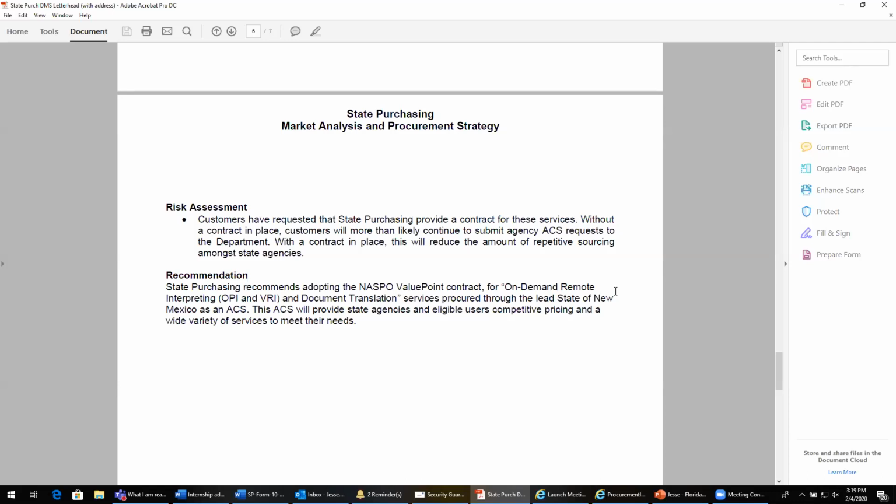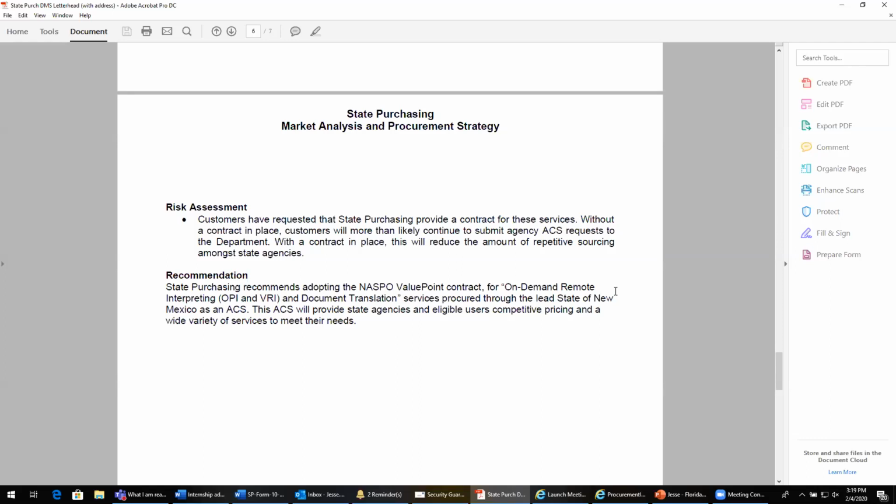And then, of course, we end with our recommendation. So our recommendation was to adopt the NASPO National Contract for Translation Services, and it provides our customers with competitive pricing and a wide variety of services that they needed. So we're super excited to roll that out to our customers here in the near future.